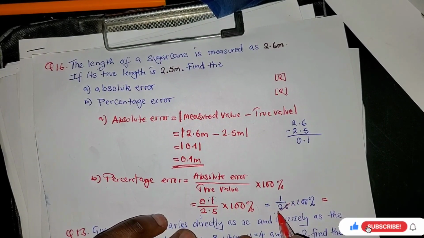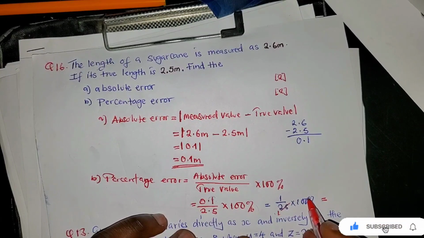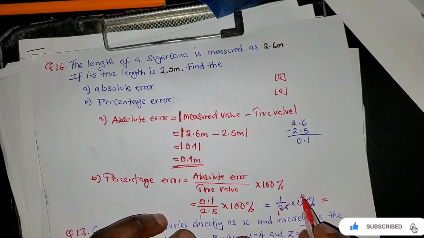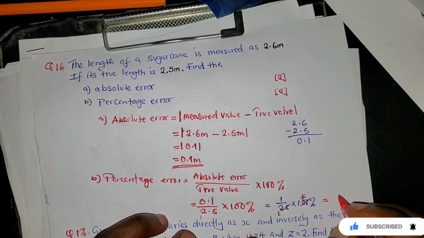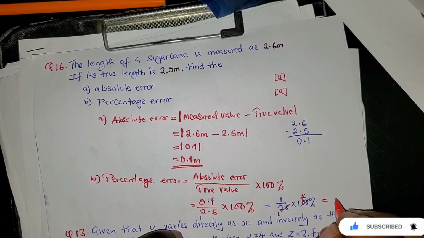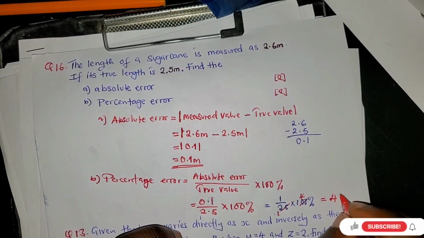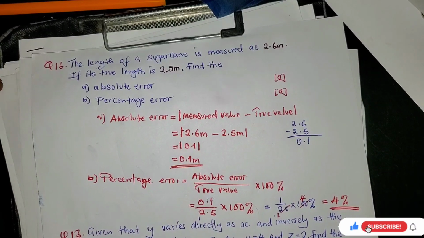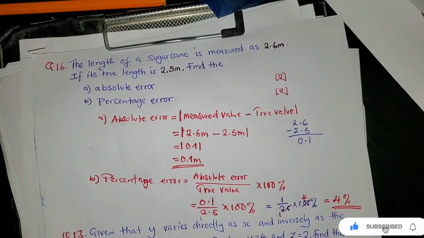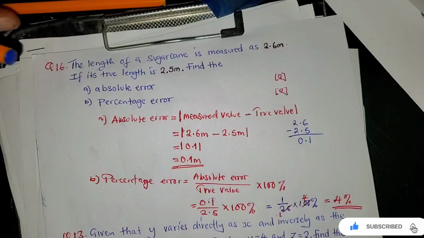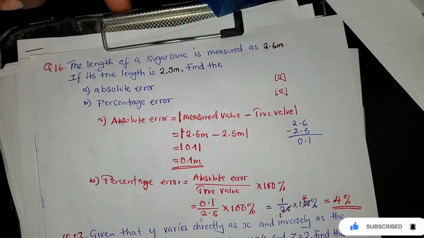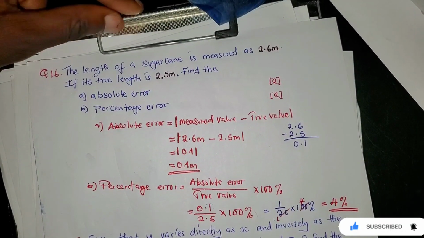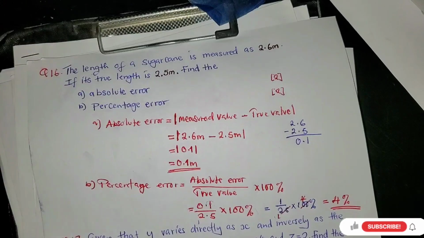25 into 25, 1 time. 25 into 100, 4 times. 4 times 1, 4. So the percentage error is just 4%. That's all to question 16. So we can go to the next question.